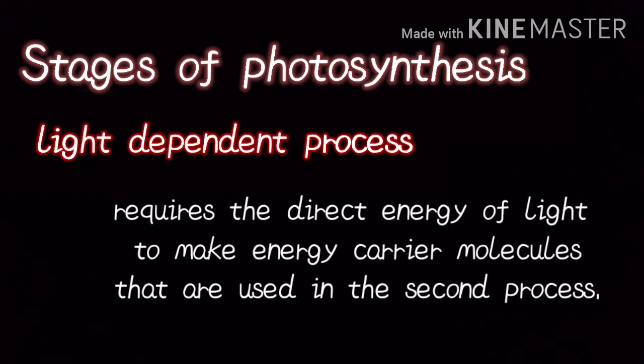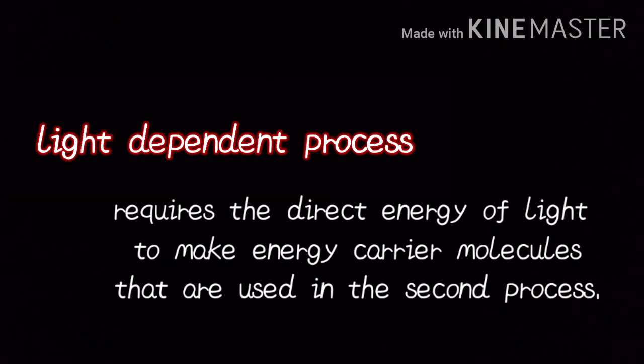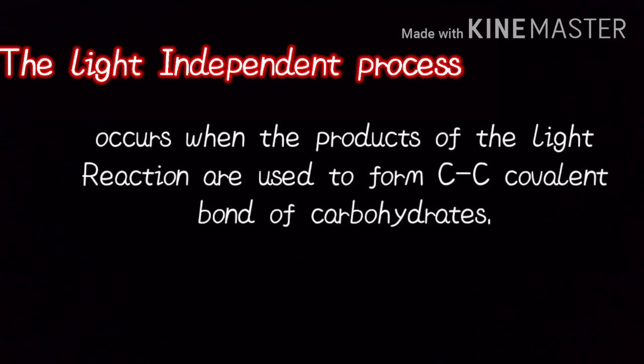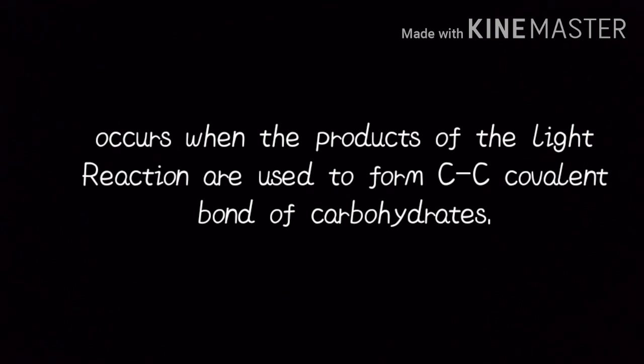Stages of photosynthesis. Photosynthesis is a two-stage process. The first process is the light-dependent process. It requires the direct energy of light to make energy carrier molecules that are used in the second process. The light-independent process occurs when the products of the light reaction are used to form covalent bonds of carbohydrates.